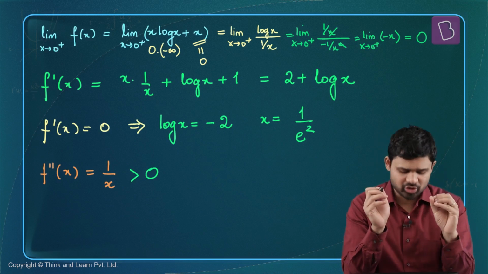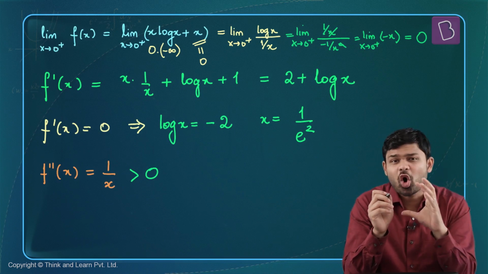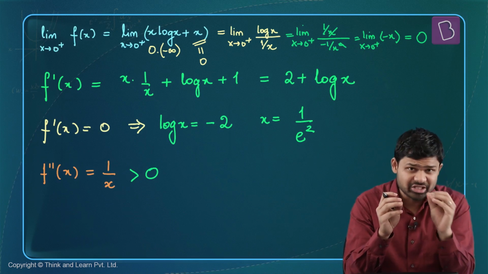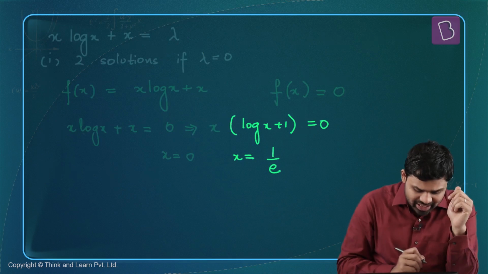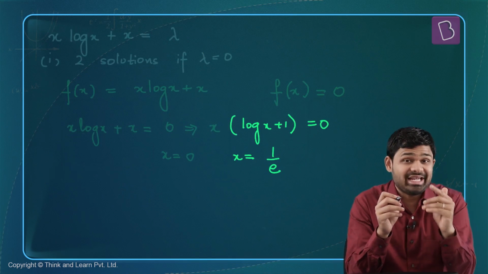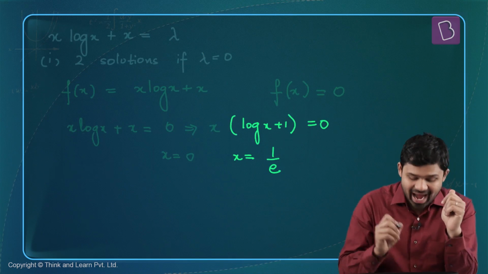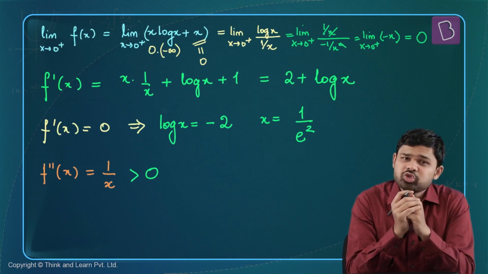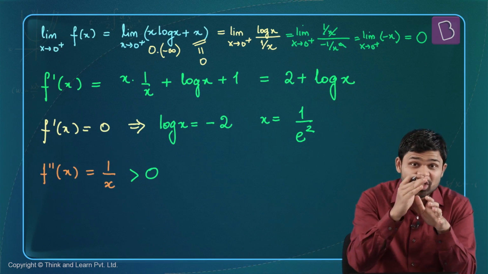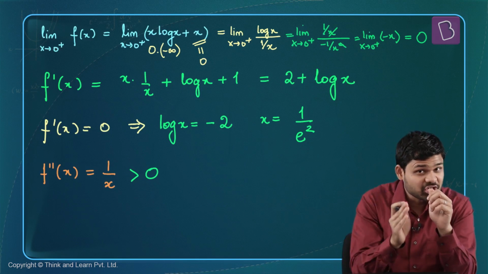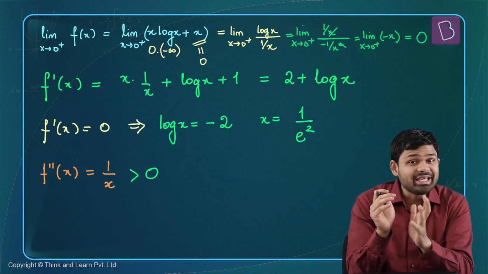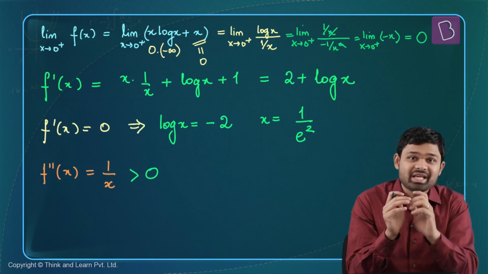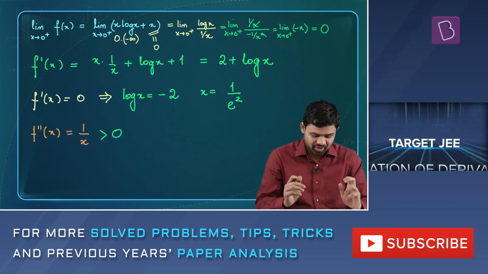So what is happening to this function? Well, this function is almost going to 0 at the point 0, and we have also seen that this function goes to 0 at x equal to 1 by e, and at x is equal to 1 by e square it attains a minima. So what does this mean? This means that from 0 to 1 by e square, this function goes down. Then from 1 by e square to 1 by e, the function comes up. And then something happens. Let's try and find out what is this something.